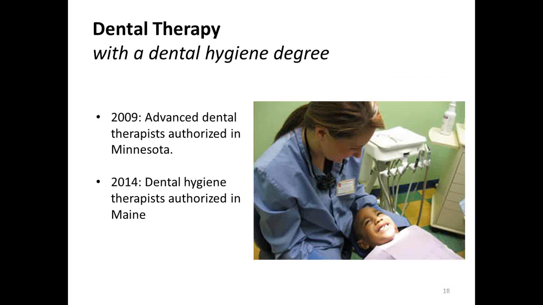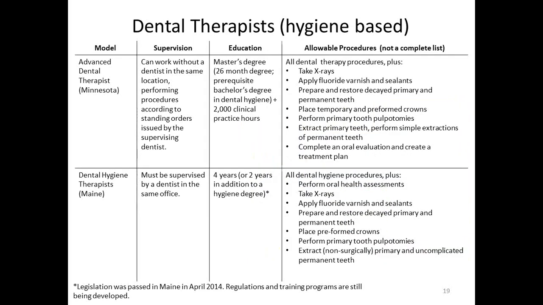Advanced dental therapists were authorized by Minnesota state law in 2009, along with dental therapists. Both provider types were created to provide routine preventive and restorative care for underserved populations. As of February 2014, there are 3 ADTs practicing in Minnesota, primarily in nonprofit clinics. In 2014, Maine became the 3rd state in the union where dental therapists can practice. The legislature authorized dental hygiene therapists as a financially viable way to expand access to care to people in the state's underserved areas.